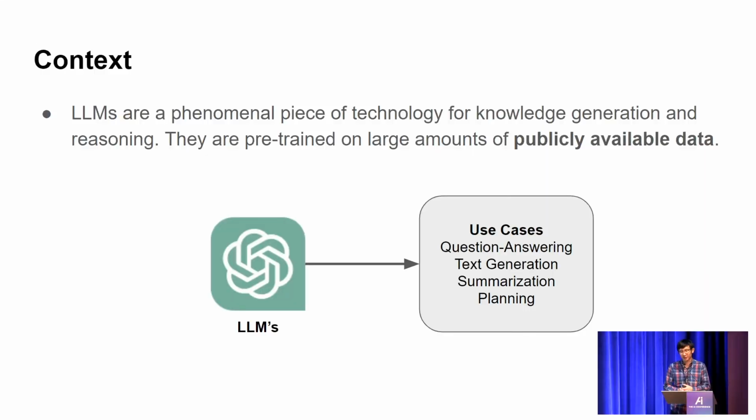LLMs are a phenomenal piece of technology for knowledge generation and reasoning. They're pre-trained on large amounts of data. You ask ChatGPT, GPT-4, anything pre-2021, it generally knows about it. You can ask it questions about books, ask it to write code for you, even debug stuff. So they're used for a lot of different use cases: question answering, summarization, structured data extraction, all the way to agent planning.